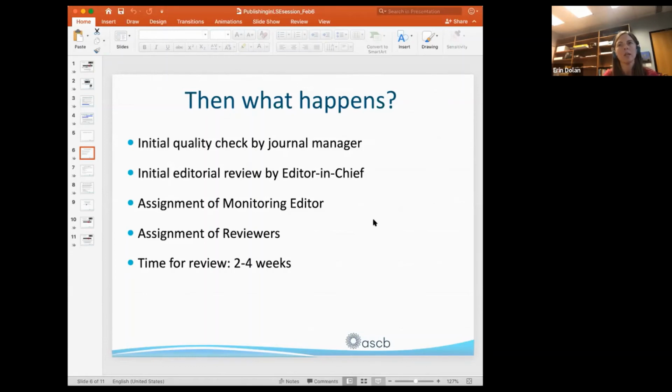Okay, so once that quality check is done, then I do an initial editorial review. And this is where I look for a couple of different things that I'll talk about in a minute. Basically, this is where we make a decision about whether to send a paper out for review. If we decide to send a paper out for review, a monitoring editor is assigned, and then that person decides who should serve as reviewers and invites reviewers who are given about 2 weeks, but obviously life happens and we understand that reviewers sometimes need more time. So they may have up to 4 weeks to submit their review.